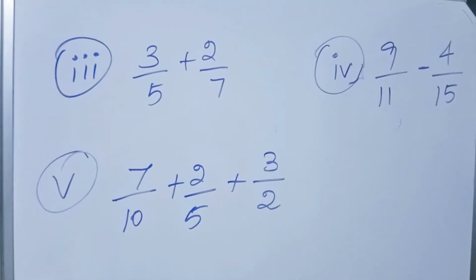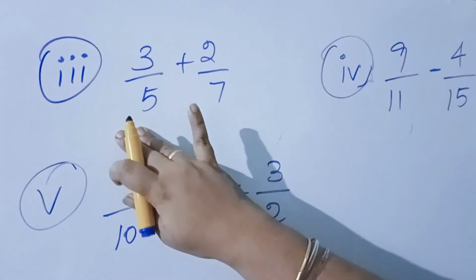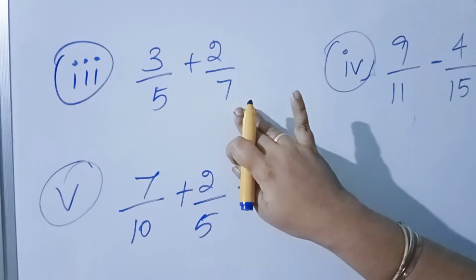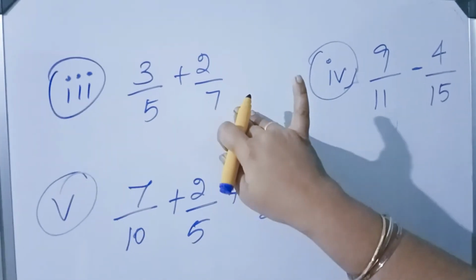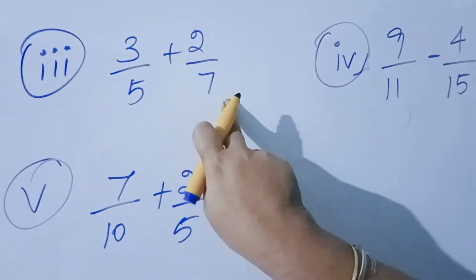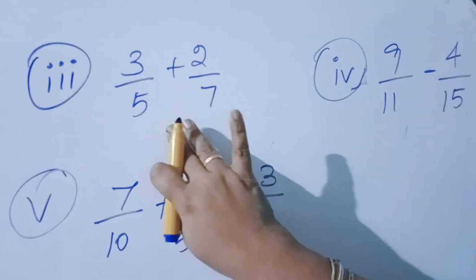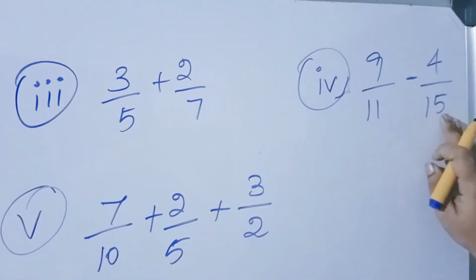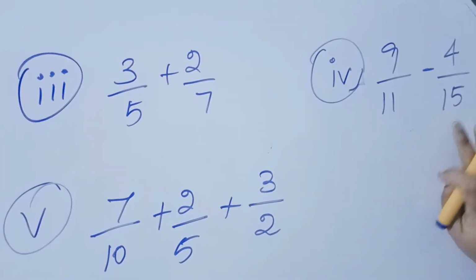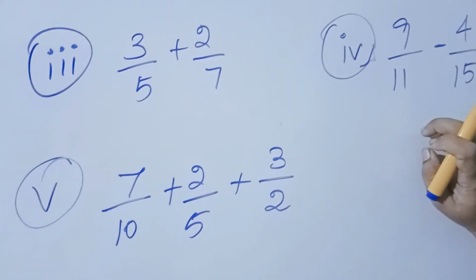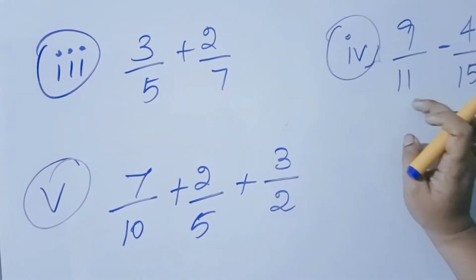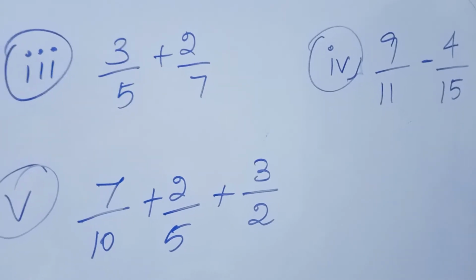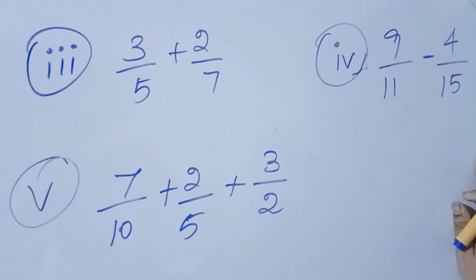Exercise 2.1, third question. Third one: 3 by 5 plus 2 by 7. This one is as usual the same as the first and second. You have to take the LCM of 5, 7 and multiply with that number and add. And the fourth also, you have to take the LCM and multiply with that number and subtract. You just try yourself, third and fourth. Write the answer in the comment section if it is possible.